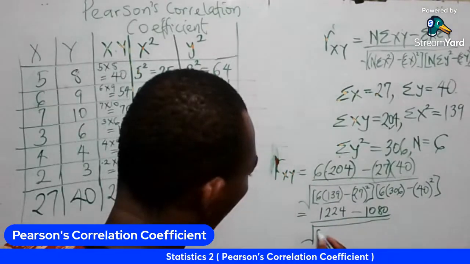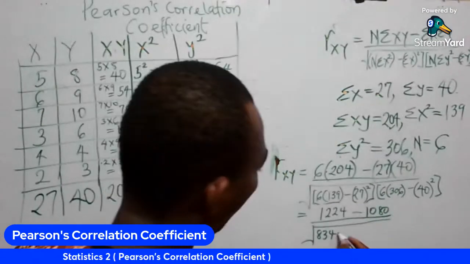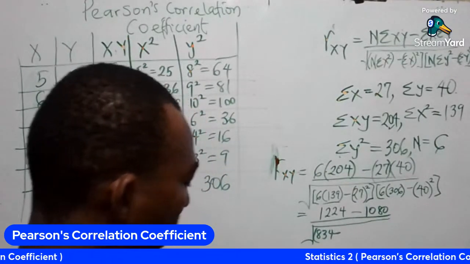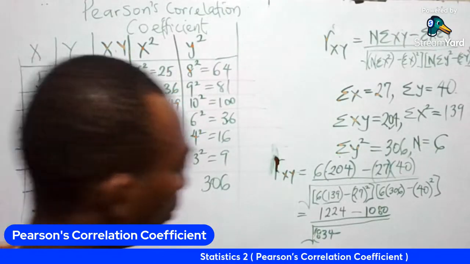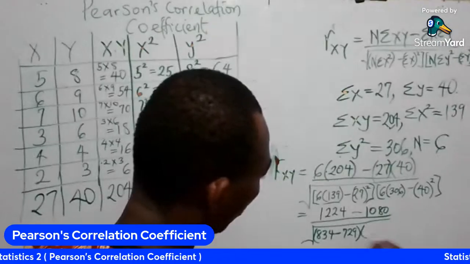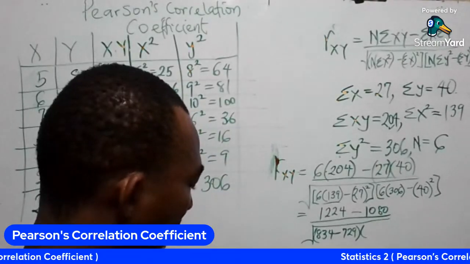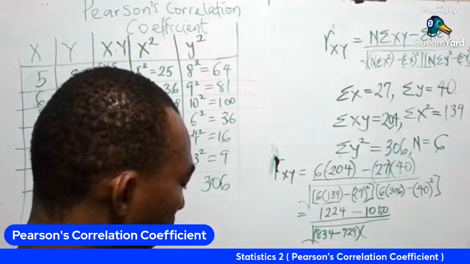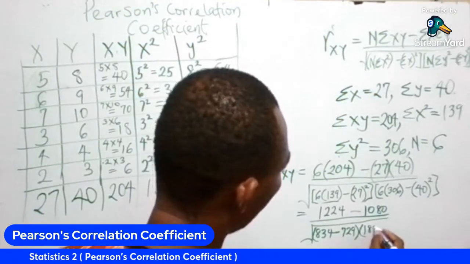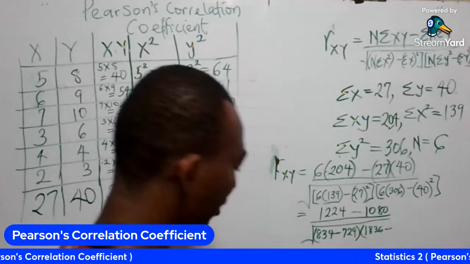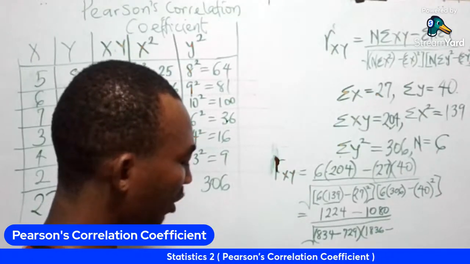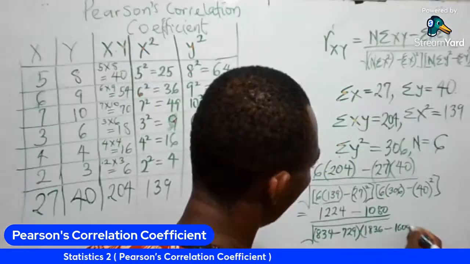So that will give me 834 minus, don't forget you have to put it minus 27 square. 27 square simply means 27 multiplied by 27. So that will give me 729. Put that into bracket. Go into this bracket as well. We have 6 multiplied by 306. So that will give me 1,836 minus 40 square. Like I said, 40 square simply means 40 multiplied by 40, which is 1,600.